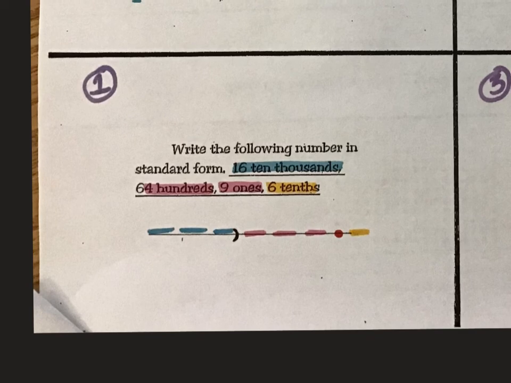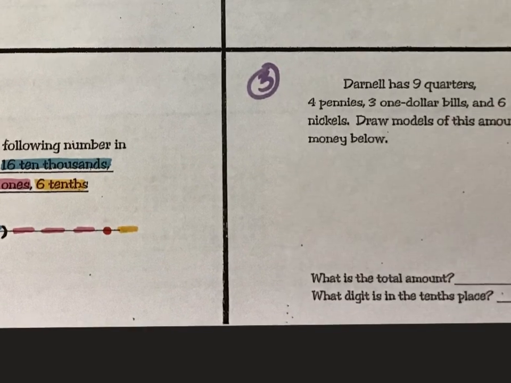Number 1, write the following number in standard form: 16 10,000s, 64 hundreds, 9 ones, 6 tenths. Make sure to use your place value down below.